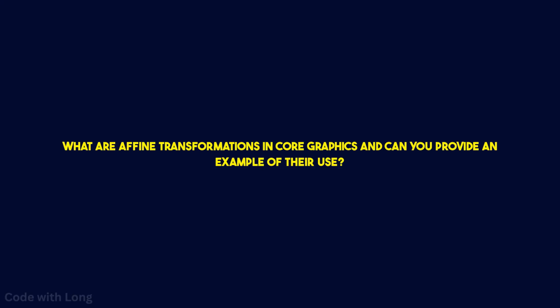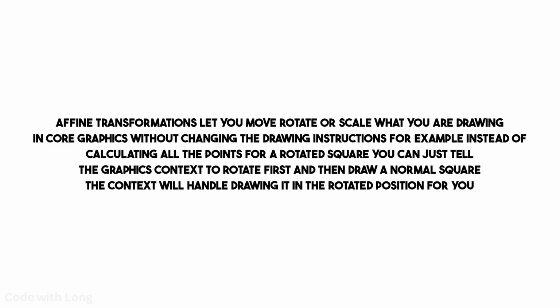What are affine transformations in Core Graphics, and can you provide an example of their use? Affine transformations let you move, rotate, or scale what you are drawing in Core Graphics without changing the drawing instructions. For example, instead of calculating all the points for a rotated square, you can just tell the graphics context to rotate first, and then draw a normal square. The context will handle drawing it in the rotated position for you.